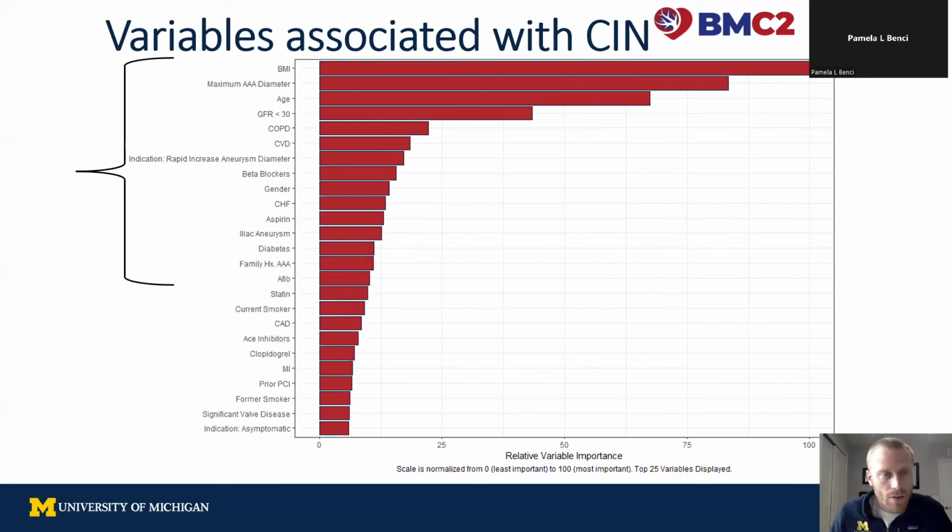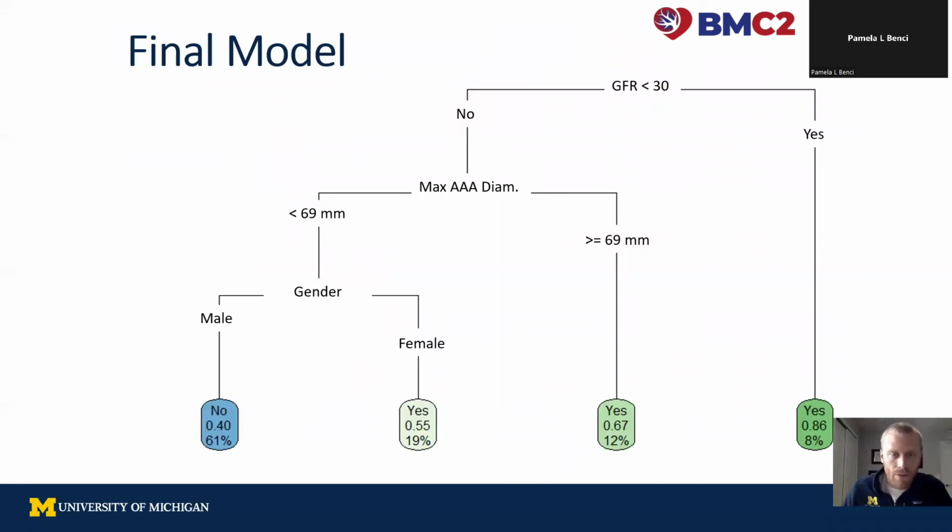It's similar overall. I'll point out, kind of hard to read here, but this is the top 15, which is what we use to actually train the model moving forward. But BMI, maximal AAA diameter, age, GFR less than 30, COPD. So very similar here as well, gender, etc. And then here was our final model after doing the machine learning test. So kind of show you here.